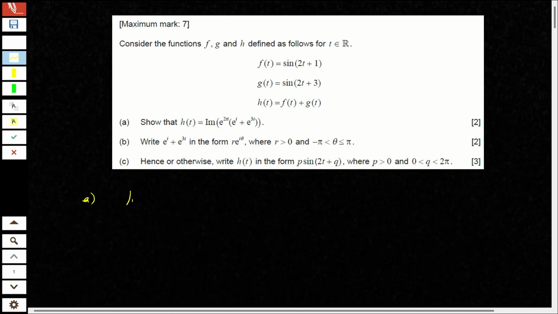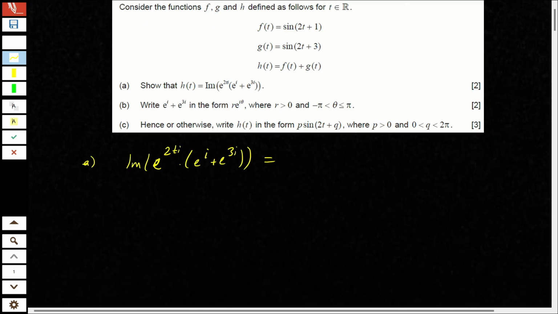First, let's check what the imaginary part of e to the power of 2ti times (e to the power of i plus e to the power of 3i) is. When you distribute this expression into the parentheses, you will see that it is e to the power of i times (2t plus 1) plus e to the power of i times (2t plus 3), right?